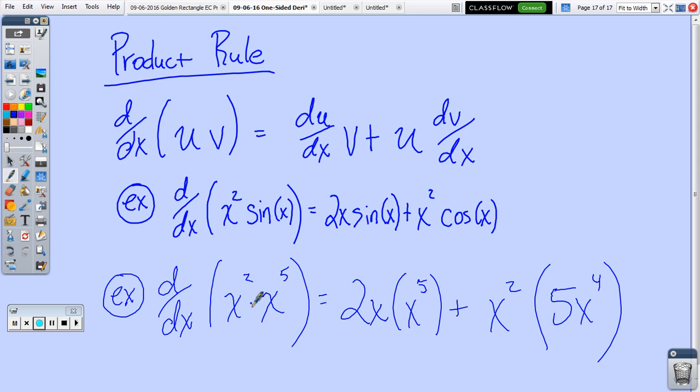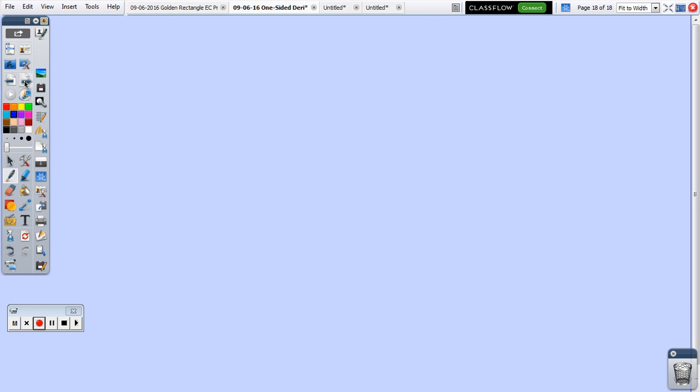All right, so quotient rule. If you simplify, you must have done x squared times x to the fifth, you get x to the 7th, whose derivative would be 7x to the 6th.